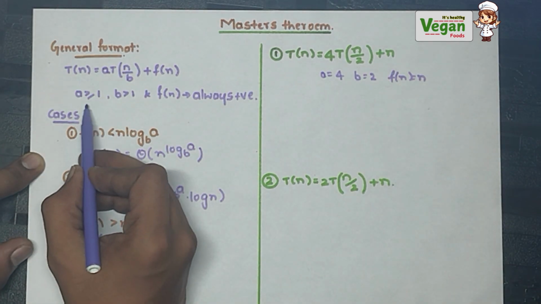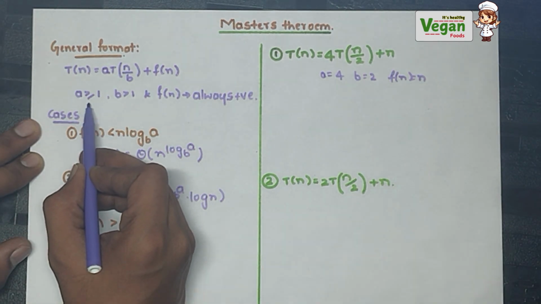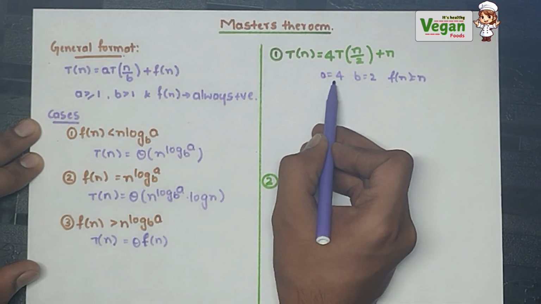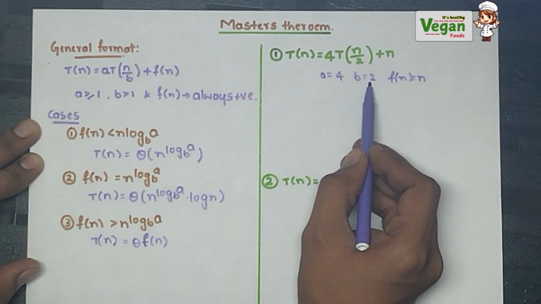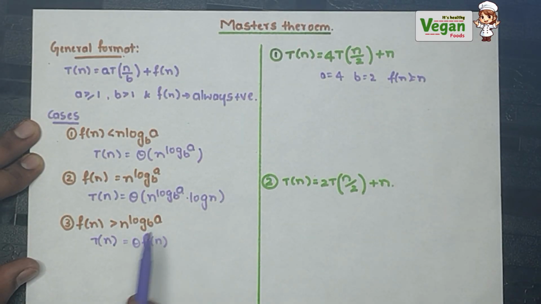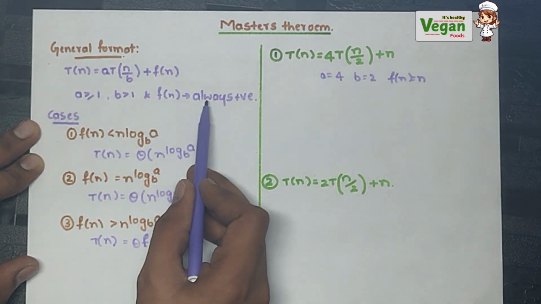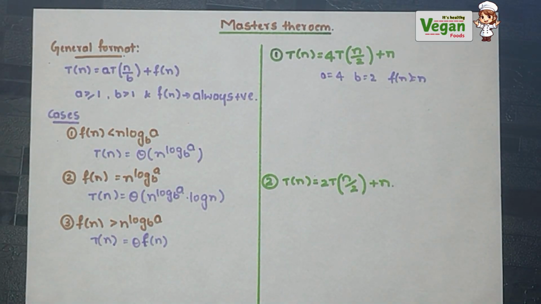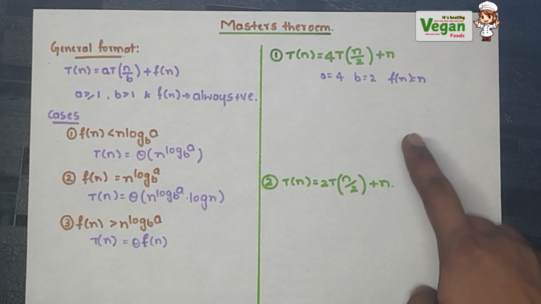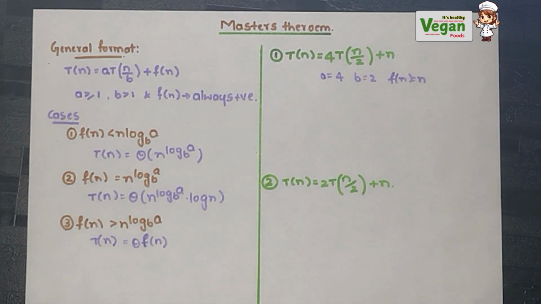Now what are the conditions? a must be greater than or equal to 1. My a is 4, so it is satisfied. b must be greater than 1, and b is 2, so it is also satisfied. Next, f of n must always be positive, and f of n is equal to n, which is always positive. Now we have three cases. Among the three cases, which case will be applied? Using that case we will solve the problem.